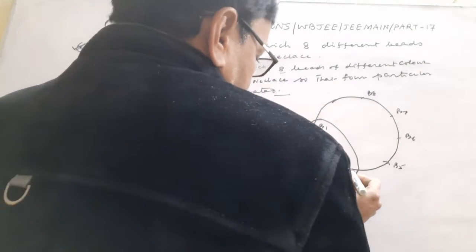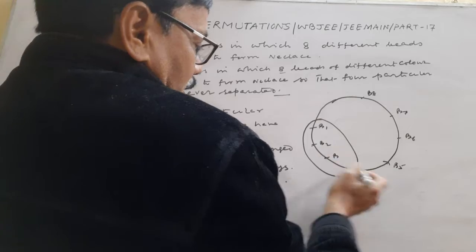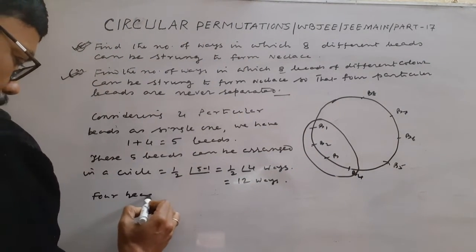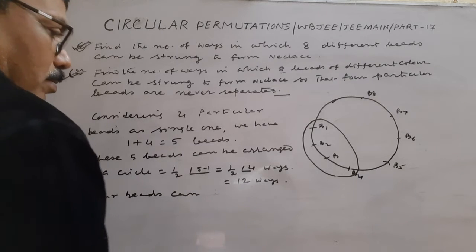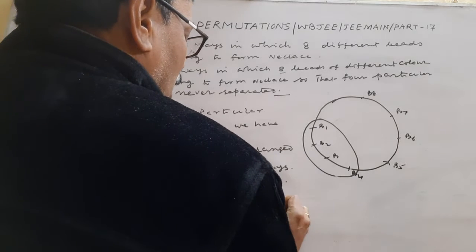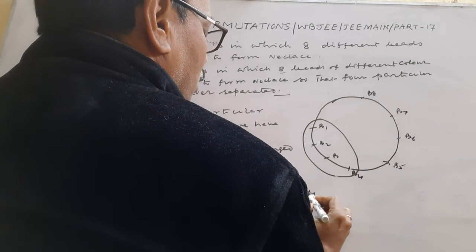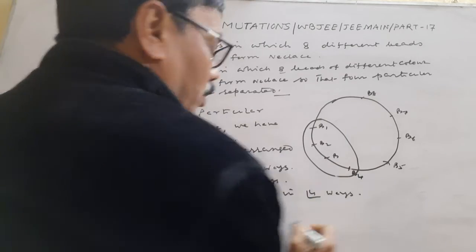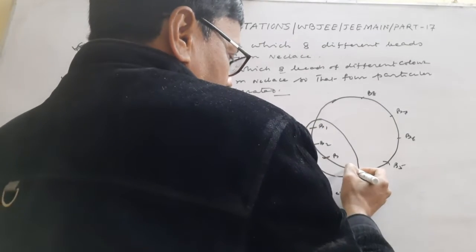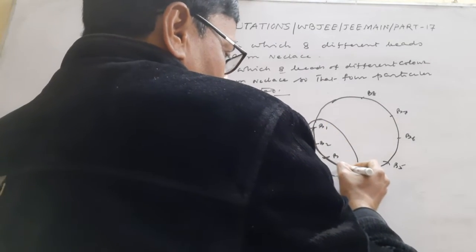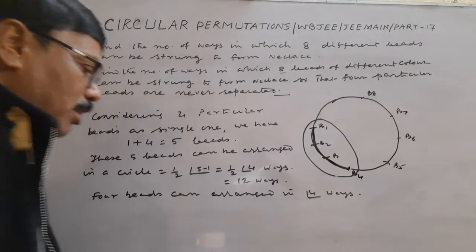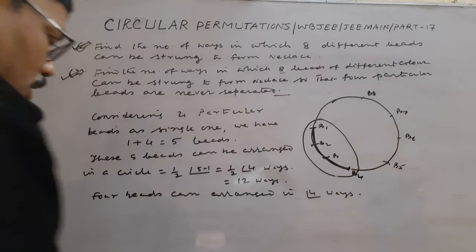Now, the 4 beads can change their places. So the 4 beads can arrange in factorial 4 ways. This is not factorial 4 minus 1 by 2. This is actually linear: 1, 2, 3, 4. There is no end point. This is a segment, in factorial 4 ways.